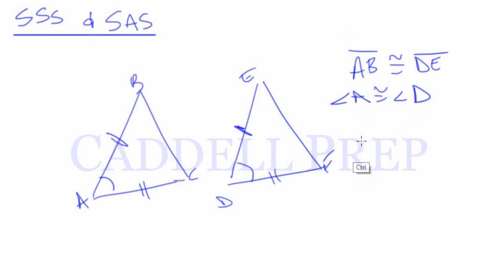That's side AC, not angle AC. It's congruent to side DF. So now again we have side, angle, side, and we could say that triangle ABC is congruent to triangle DEF.